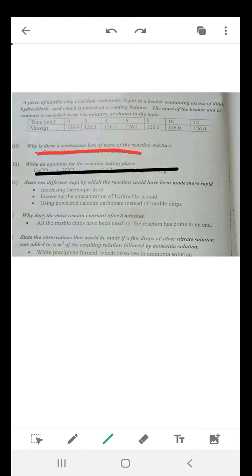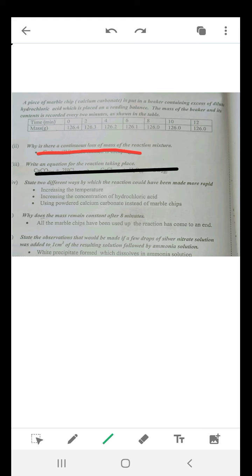we are expecting how many products? 3 products to be formed. There will be salt, there will be water, and there will be carbon dioxide. And we know carbon dioxide is a gas, meaning it will escape into the atmosphere. So when the reaction takes place, the carbon dioxide that is formed escapes into the atmosphere. So the mass of carbon dioxide is the one that is reducing. When it escapes, the mass of the whole contents reduces.